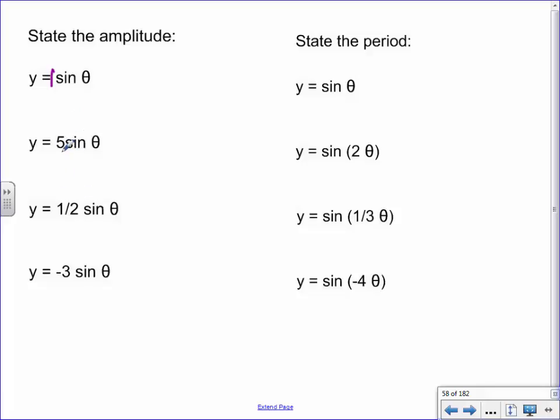So what happens when I put the 5 in front of it? Amplitude is 5 times bigger. All we've done now is rather than this graph going from -1 to 1, it's now going from -5 to 5. It's just taller. If you make it 1/2 sine theta, 1/2. What would the -3 do?